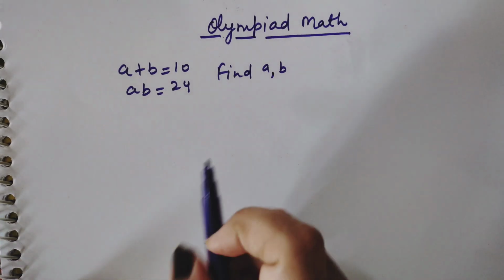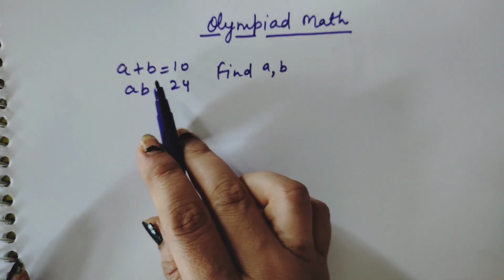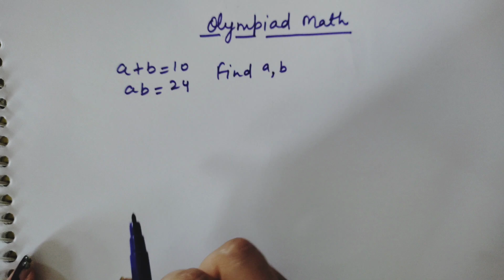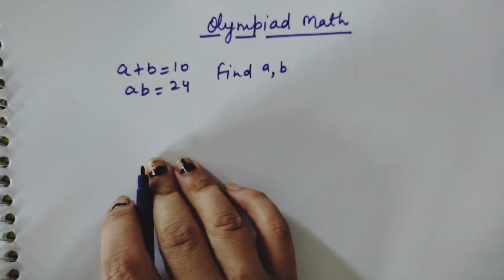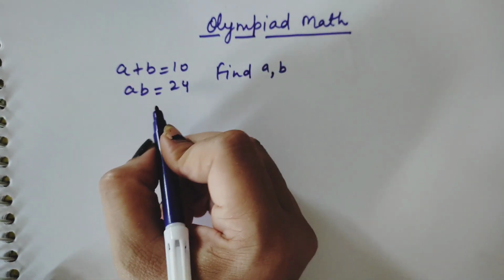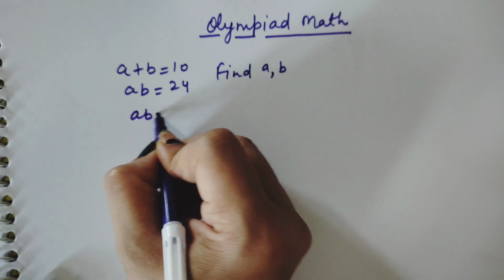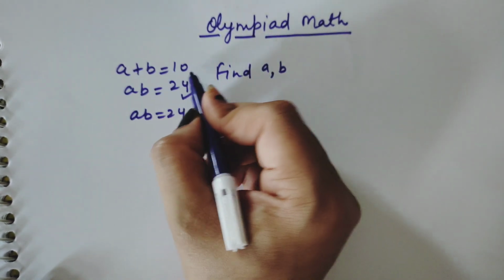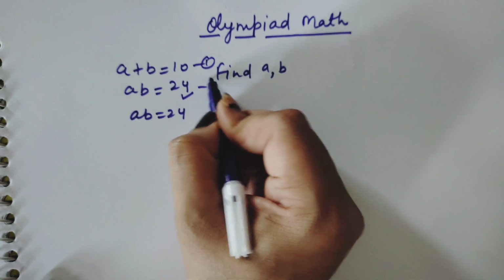You can see this algebra question: a plus b is equal to 10 and ab equals 24. We need to find the value of a and b here. So how to find this a and b value? You can see here ab equals 24. This is equation number 1, and this is equation number 2.